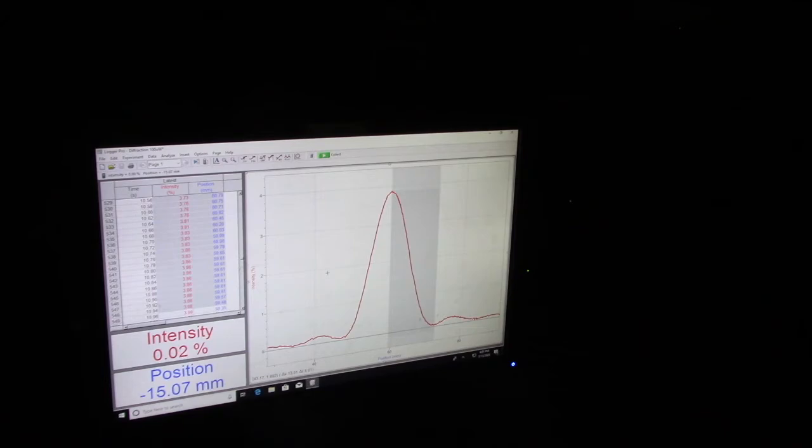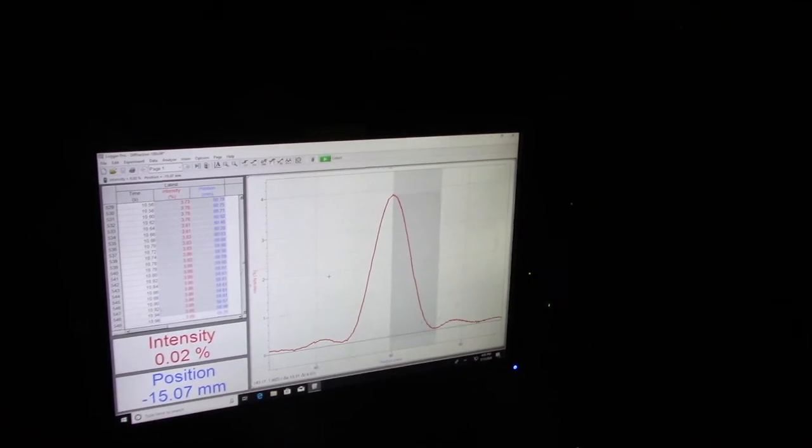So 13.01 millimeters. Okay, what I've done is I've changed the slit. Now we're sending the laser beam through a 0.08 millimeter slit.